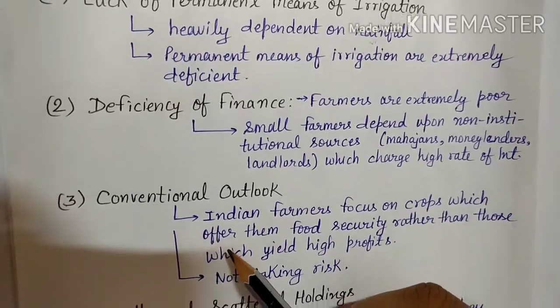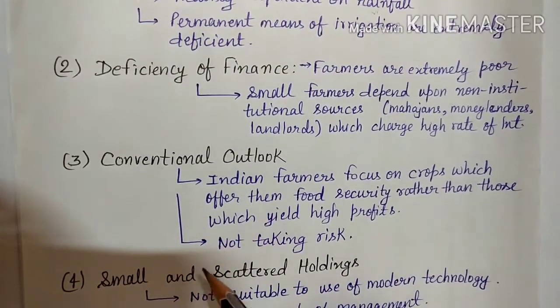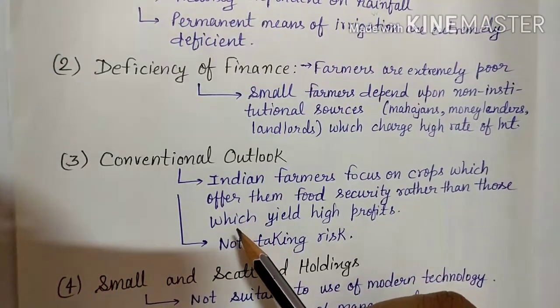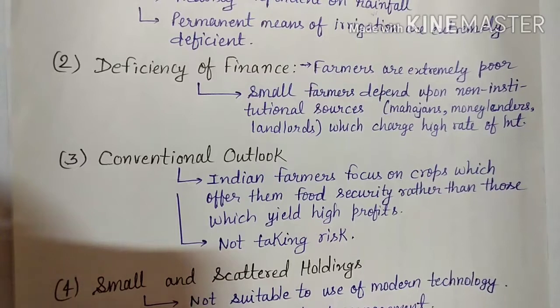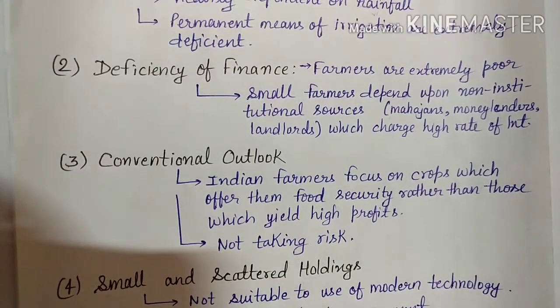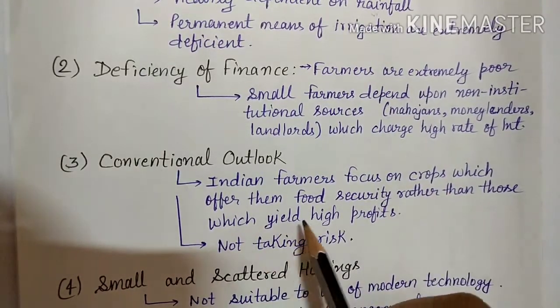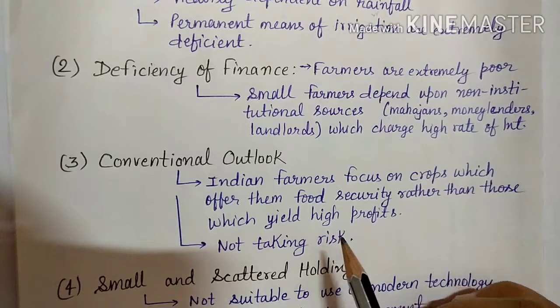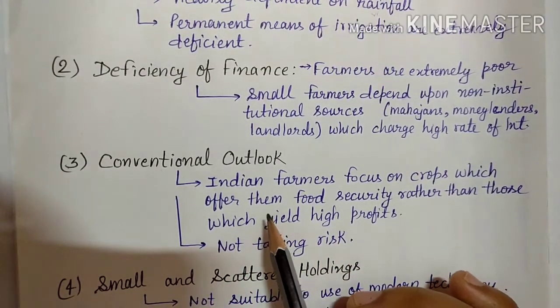Then comes what, conventional outlook. Now what is the meaning of conventional here? Actually the Indian farmers are not focusing on profit motive. Their motive is just to grow crops and consume them for their personal consumption. So Indian farmers focus on crops which offer them food security. It means that they can get two times food, okay. Just for that purpose they are growing crops.